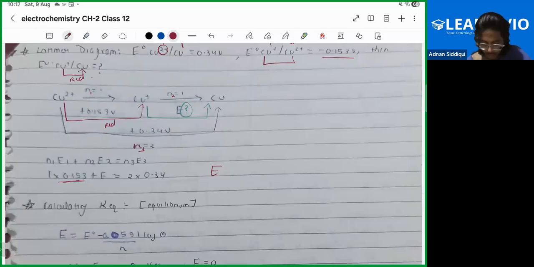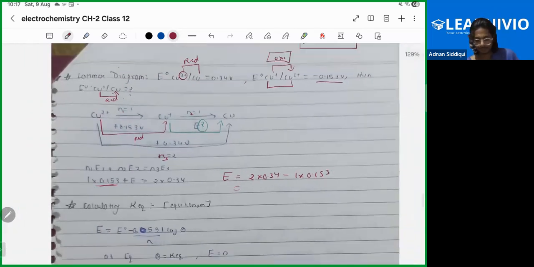So the value you're going to get is 2 into 0.34. This thing will go on the opposite side, 1 into 0.153. After solving this, you will get your E cell value of the third cell. Okay.